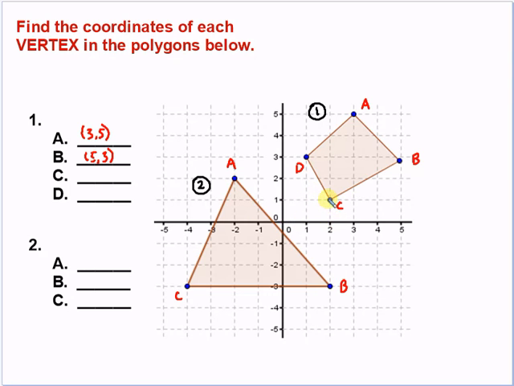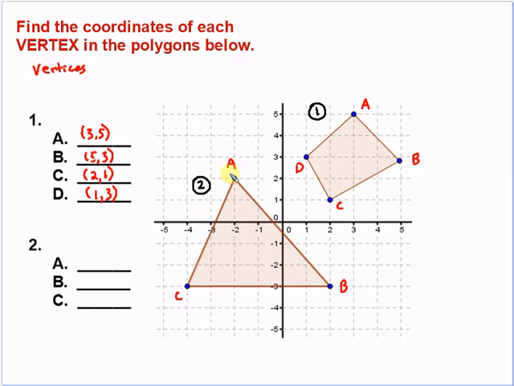X-axis is 2, y-axis is 1. So 2, 1. And finally D: 1 along the x-axis, 3 along the y. So 1, 3. And those are all our vertices. The plural of vertex is vertices, all the vertices of our shape.